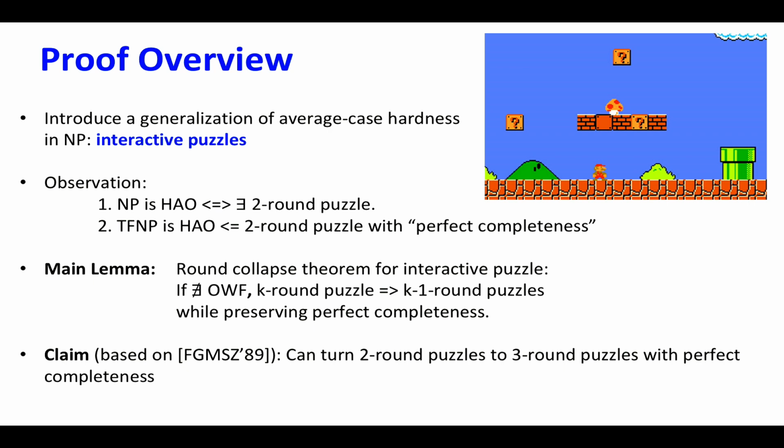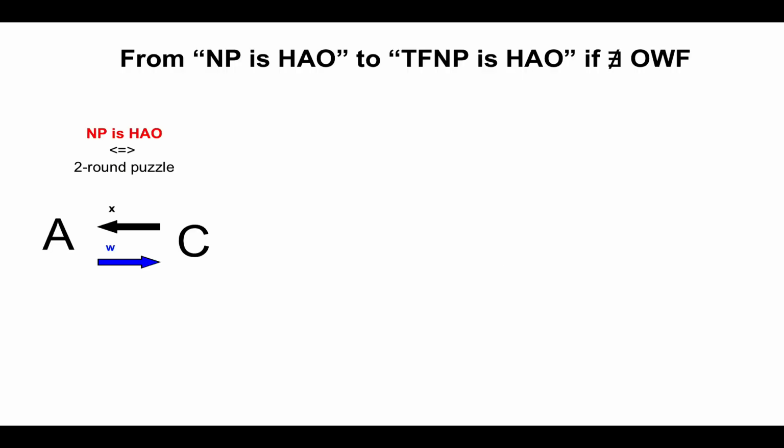So now we're going to wrap everything up, but in fact, as I mentioned, there exists an early result that we can use, cast in our language, that says you can take a two-round puzzle and transform it into a three-round puzzle with perfect completeness. So taking it all together gets the proof for the main theorem.